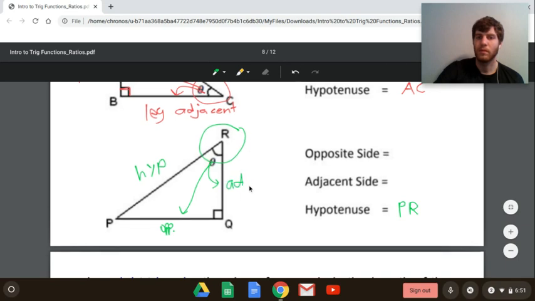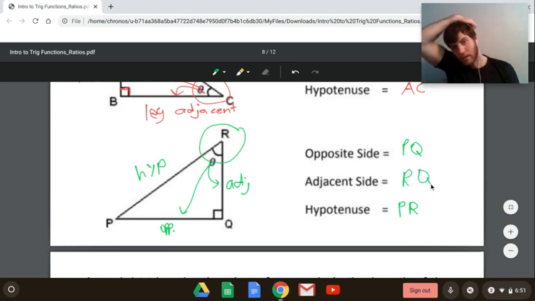Abbreviate adjacent ADJ. So the opposite side is PQ. The adjacent side is RQ. Okay. So that's what we mean by opposite, adjacent, and hypotenuse. Hypotenuse is across from the right angle. Opposite is across from the angle we're talking about, and adjacent is next to the angle we're talking about.